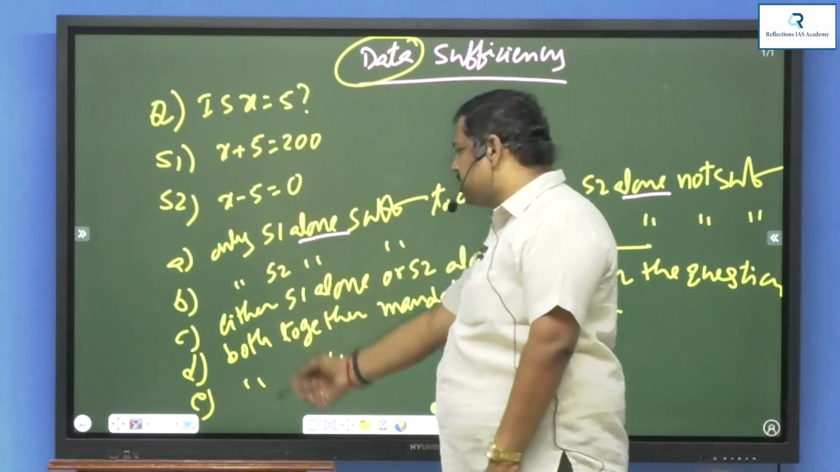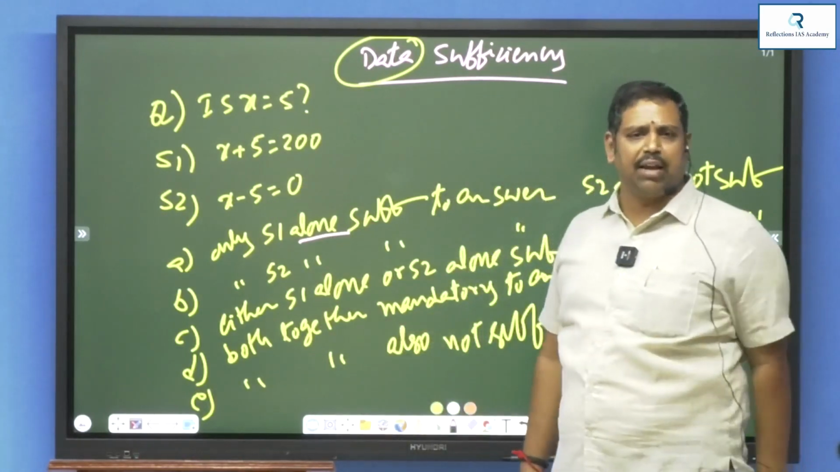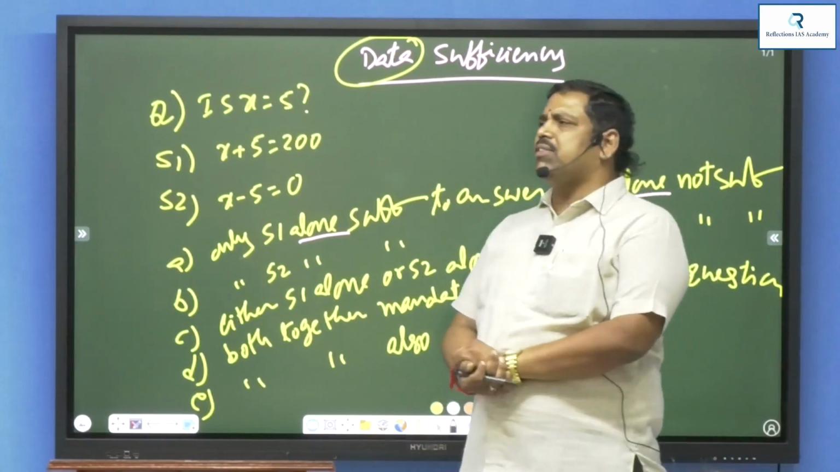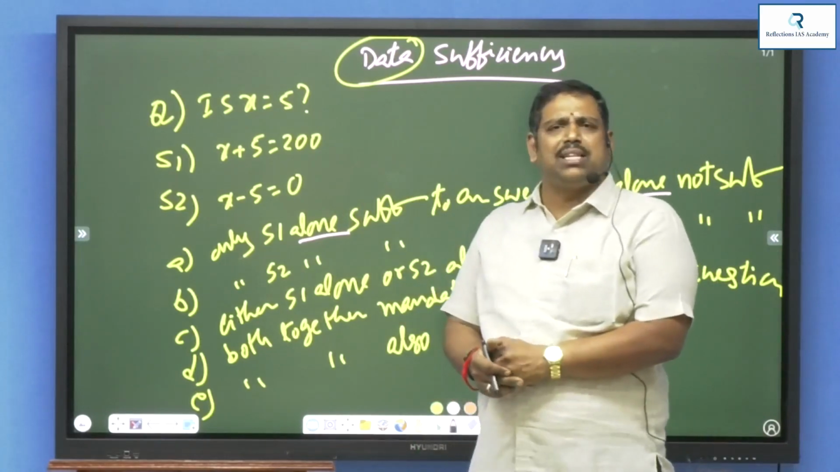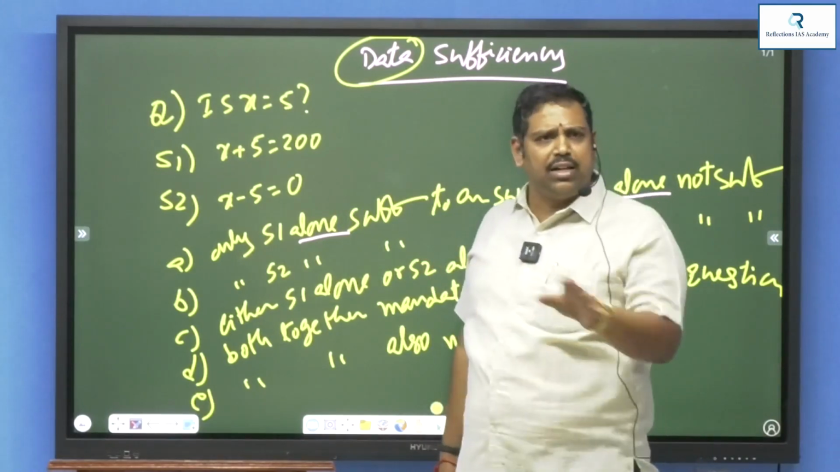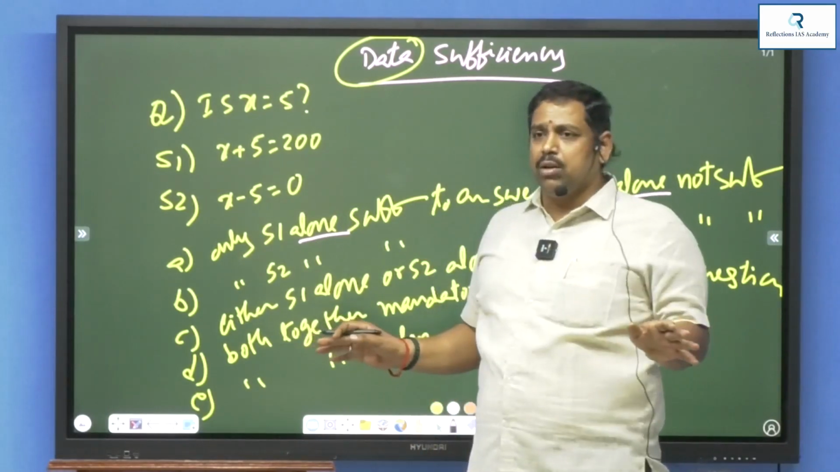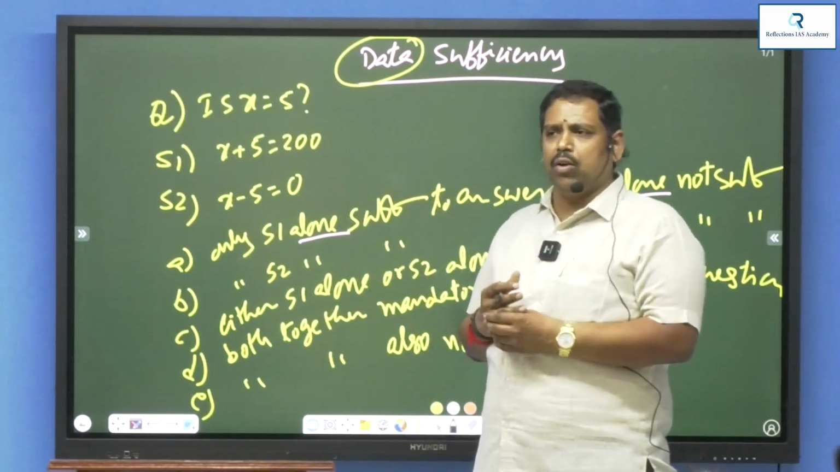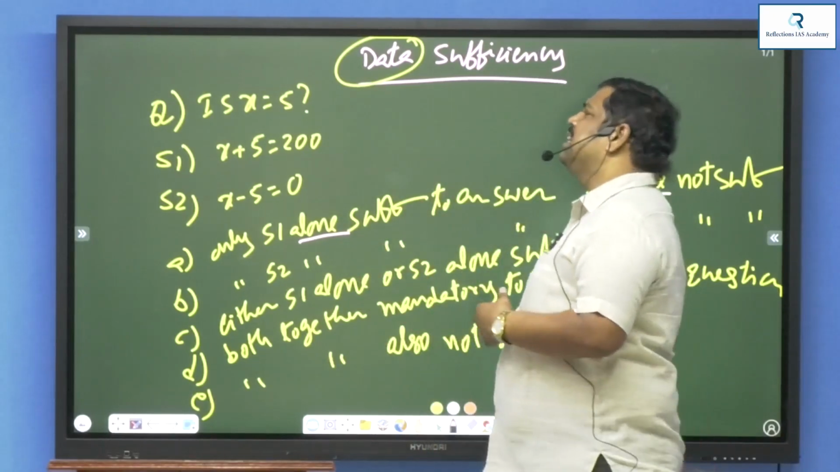So, all the 5 options I will explain to you with some examples. Listen carefully. What's the question? Is x equal to 5 or not? Now observe here. I am not entering into ages, time and distance, or blood relations. Because in data sufficiency, I can go for any topic. Right, observe this. So, is x equal to 5?